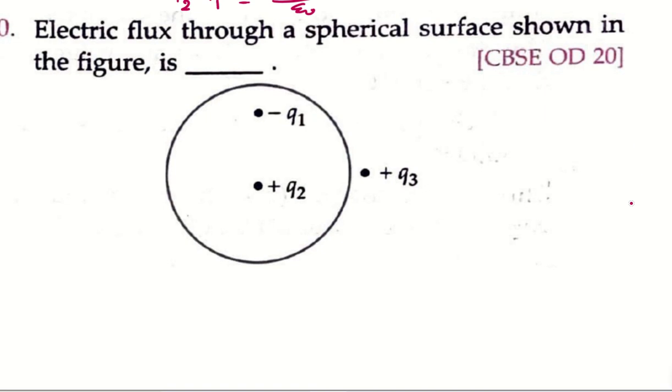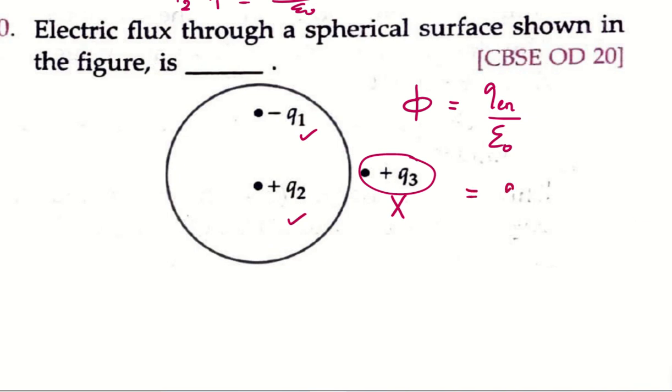Electric flux through a spherical surface shown in the figure. So we have to calculate the electric flux. What is the formula? Electric flux equals Q enclosed by the closed surface divided by epsilon 0. So Q3 is outside, so we should not take it into account, and we just take minus Q1 and plus Q2. So it will be Q2 minus Q1 divided by epsilon naught. So that's the answer here. The electric flux is Q2 minus Q1 divided by epsilon naught.